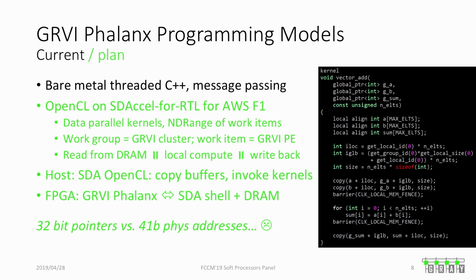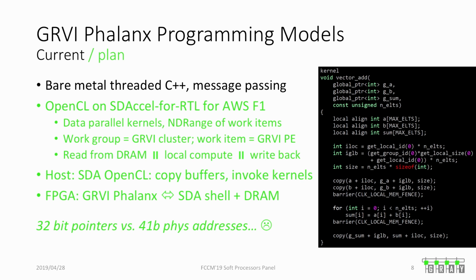Currently, I use bare metal, threaded C++, and message passing. No one else will want to use that model. The plan is to deploy OpenCL on SDAccel for RTL on this. So it'll be an OpenCL programming model on the host where you allocate DRAM, copy it to the device memory, and launch kernels. On the FPGA side, the Phalanx couples to the SDAccel shell and its DRAM channels.